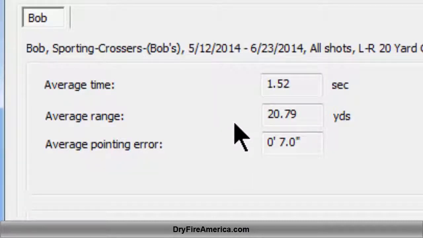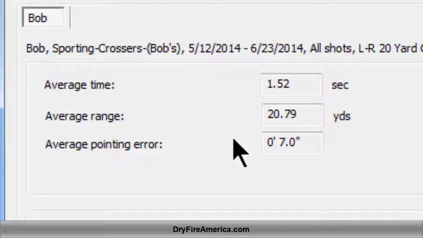The average range, the target was at 20.79 yards, and remember, this was a 20-yard crossing target, and when it is straight in front of me, it would have been exactly 20 yards. When it's a little bit to the right or the left of me, it would have been a little farther away. So you could see on average I was breaking the target fairly close to the center of its trajectory.